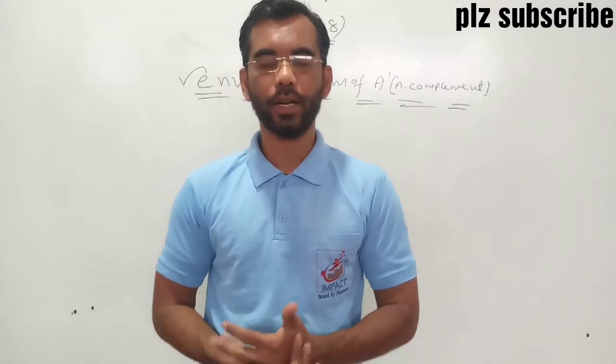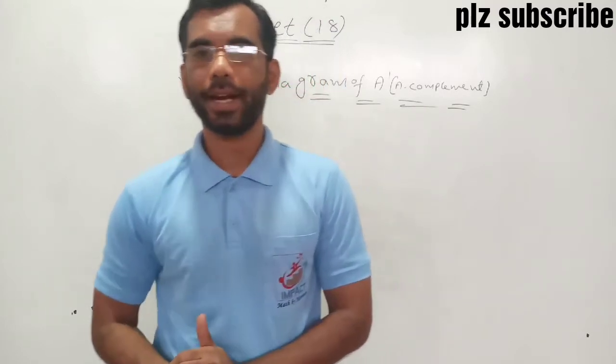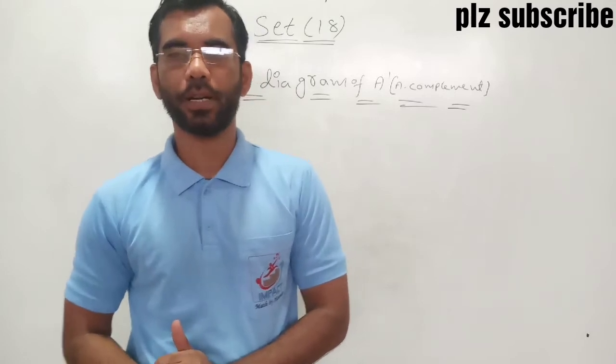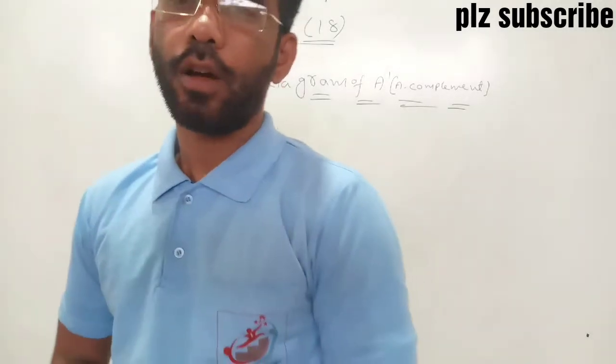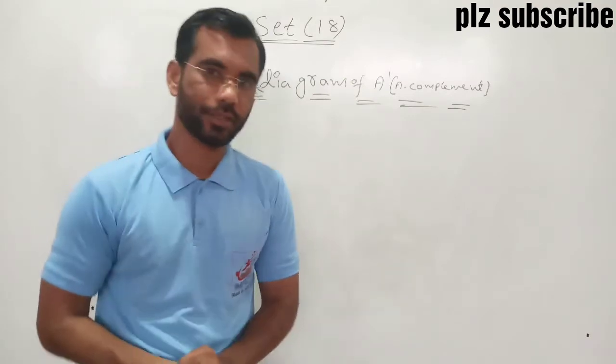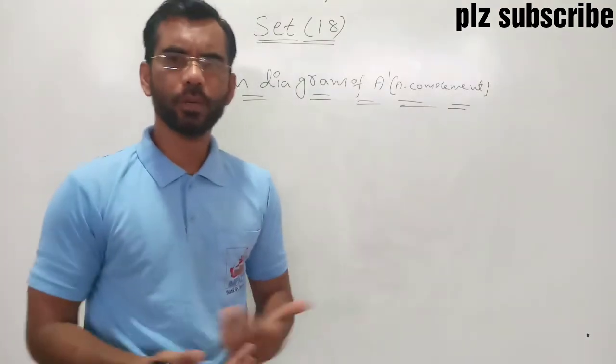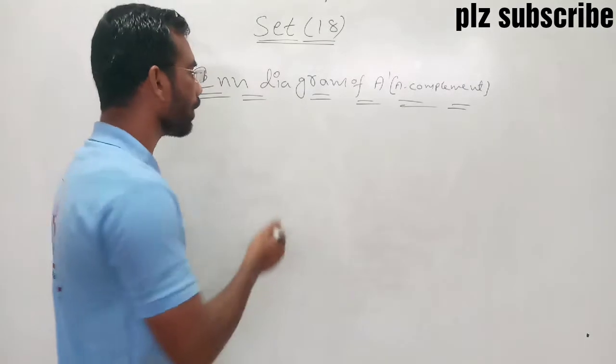We are going to learn about the Venn diagram of a complement. A complement we have already seen: A complement, B complement, C complement, whatever it may be. So how do we find it?